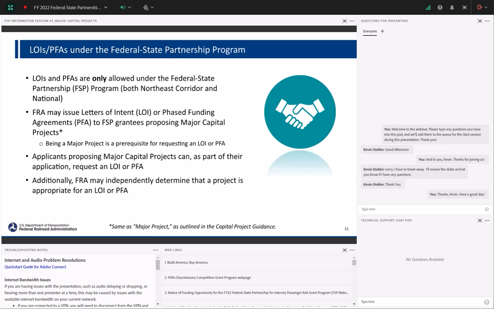FRA is also authorized to make these tools available under 49 U.S. Code 24911, Section G. A link to this is provided in the web links pod under Federal State Partnership Program Authorizing Law. If you are interested in reading up on it independently, you can do so.